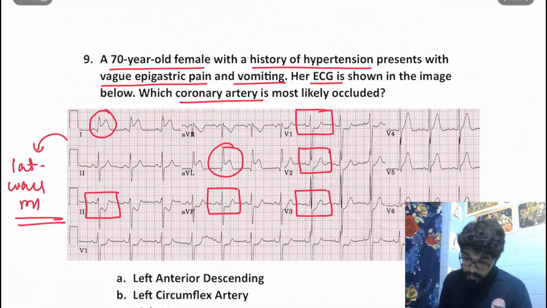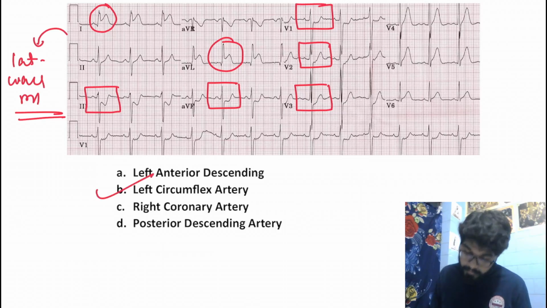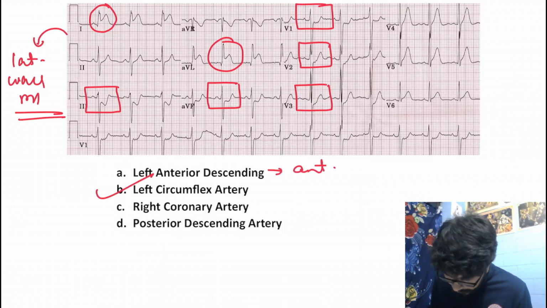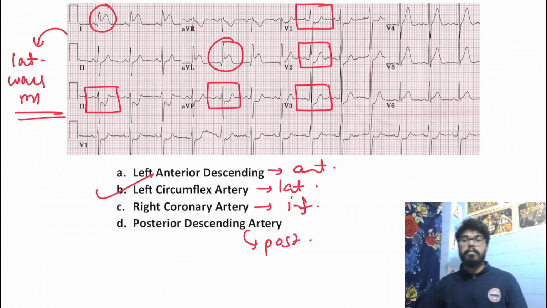Okay. Now the question is which coronary artery is involved, right? So which artery supplies the lateral wall? It is the left circumflex. Remember, the left anterior descending supplies the anterior wall. The left circumflex supplies the lateral wall. The right coronary artery supplies the inferior wall. The posterior descending supplies the posterior wall. Okay.